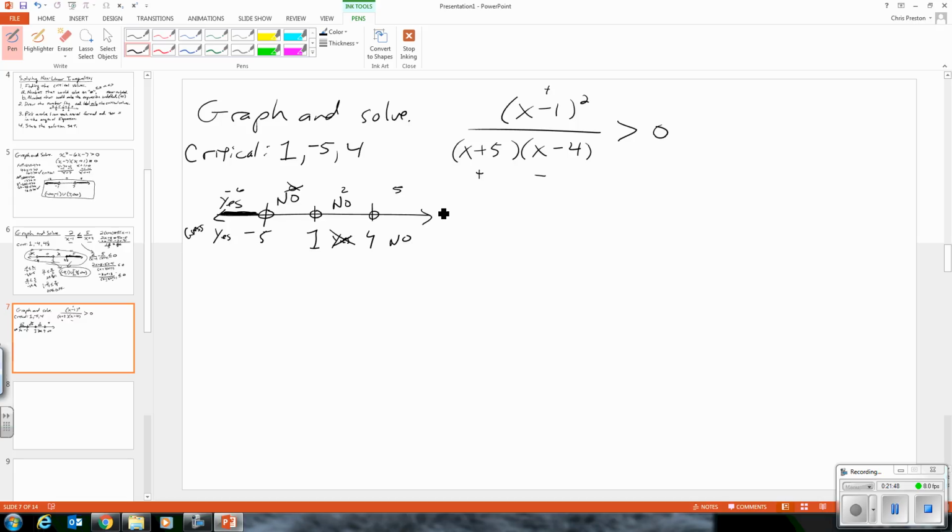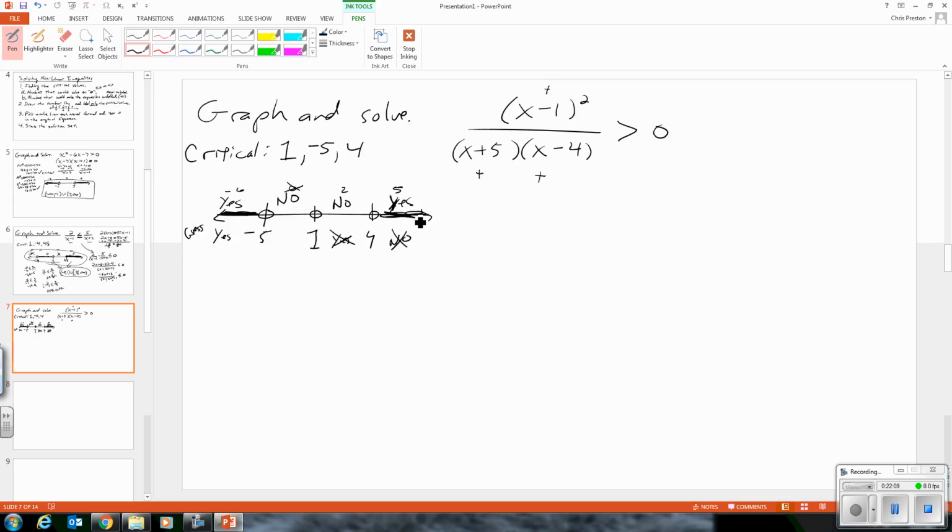Madness is going on. So let's finish this out. 5 minus 1 is 4. Squared is positive. 5 plus 5 is positive. 5 minus 4 is positive. So positive, positive, positive. All multiply and divide, and you get greater than or equal to 0 is positive. So yeah, this is a yes. So this area worked. All right.